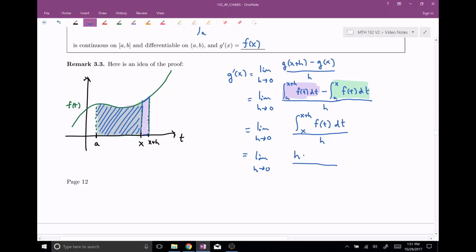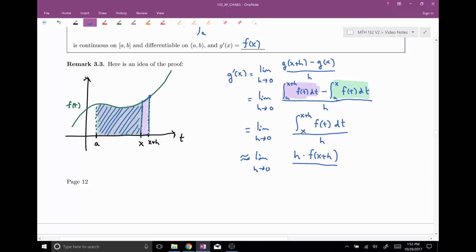And then the height of this rectangle, you can use either the left-hand endpoint or the right-hand endpoint. It won't actually matter in this case. I'll use the right-hand endpoint. So the right-hand endpoint, this is going to be the function's height at x plus h. And again, this is where I'm going to do approximately equal to. This is the idea of the proof right here.